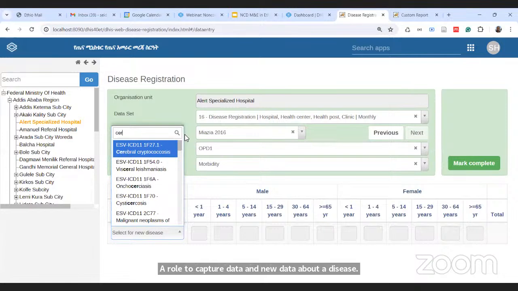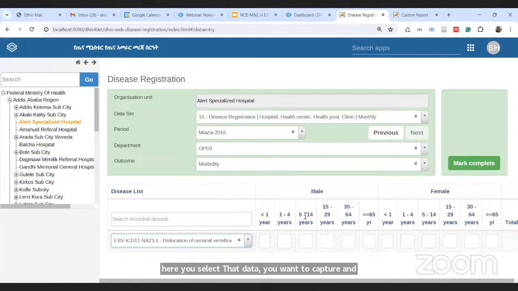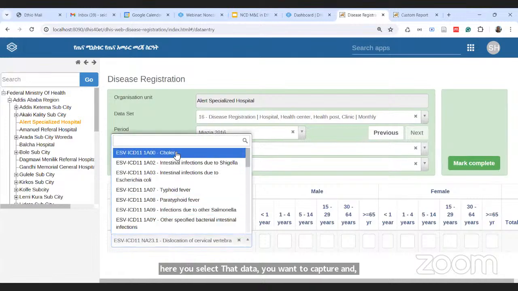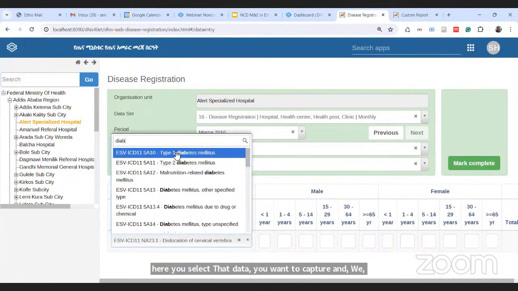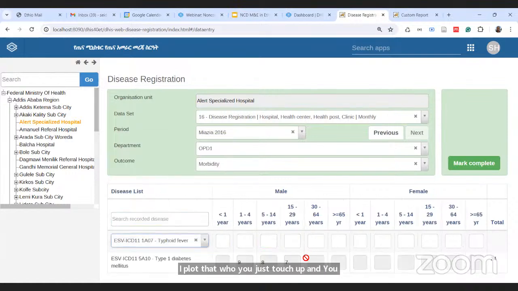You select the data you want to capture, and you can capture like that. You can type 1, type 2, you just capture, and when you select another disease, this row is pushed down. This application has helped us simplify the process, because capturing data for 2,500 diseases in a normal data entry application was very heavy, and it was not convenient for us.